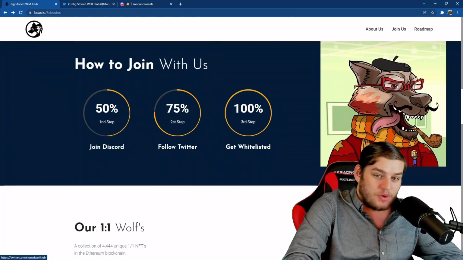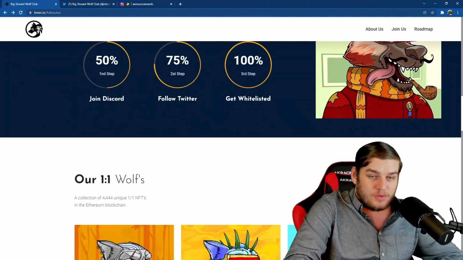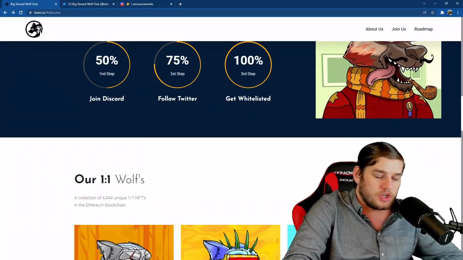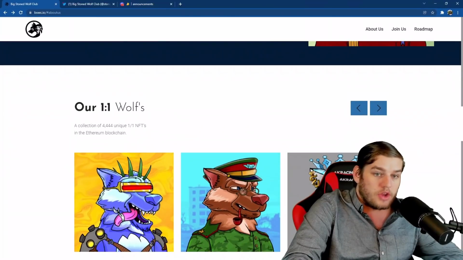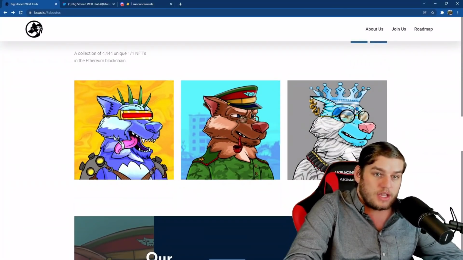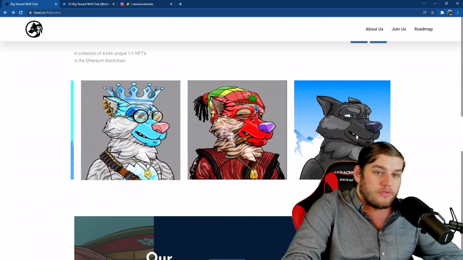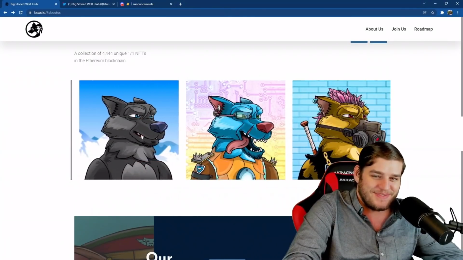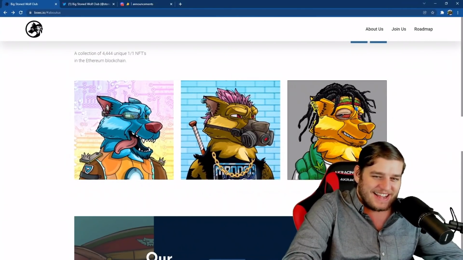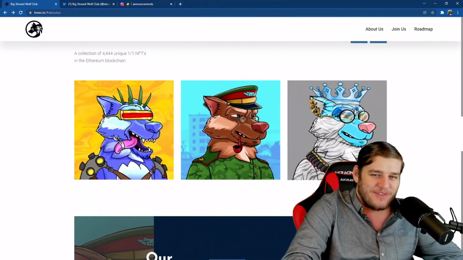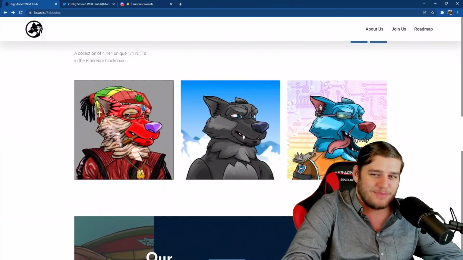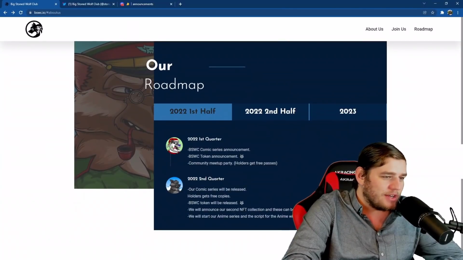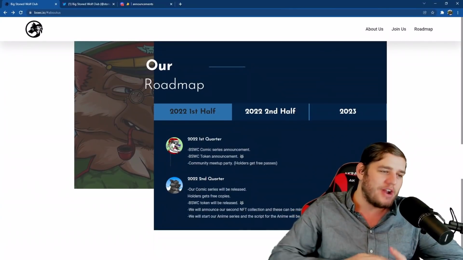So you can join Discord, Twitter, and get whitelisted, which we did see on the Twitter, and then I showed you their Discord as well. They're one-to-one wolves, so we can see here, collection of 4,444 unique one-to-one NFTs on the Ethereum blockchain. We can see some pretty funny ones here. I really like the designs on this one, I'll be honest with you. It's a lot of fun. It's a fun story, good concept. Again, it's a good meme, it's fun. That's what you want a fun NFT to be.